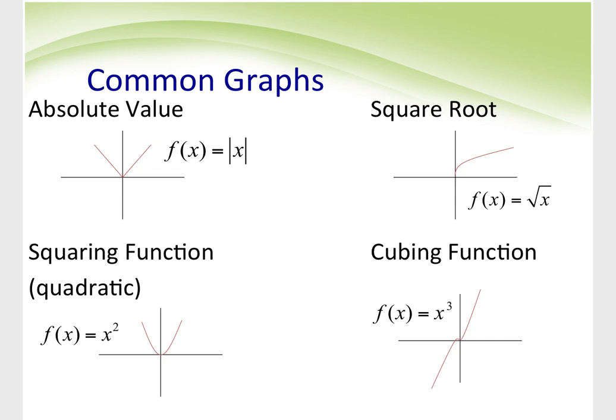Okay, then we get to the most common of the parent functions. Absolute value, which is a V. These would actually have arrows on the ends. Quadratic, which is the parabola, also would have arrows at the ends. The square root function, which is kind of hard to see, but it would be a parabola turned on its side like that. Half of that parabola.